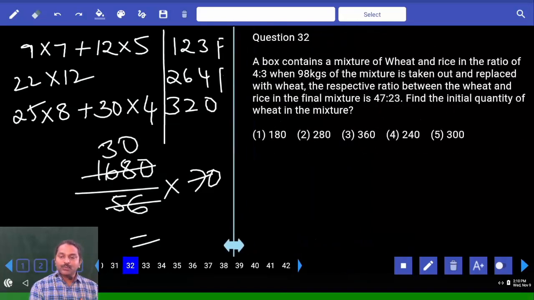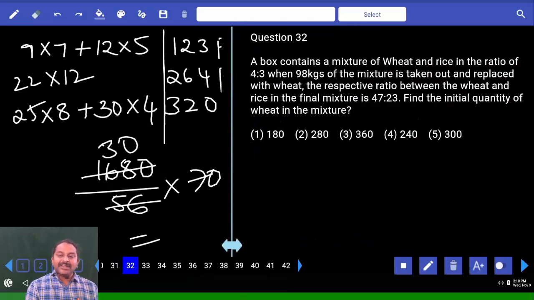Next, question 32. A box contains a mixture of wheat and rice in the ratio 4:3. When 98 kgs of the mixture is taken out and replaced with wheat, the respective ratio between wheat and rice in the final mixture is 47:23. Find the initial quantity of wheat in the mixture. How many parts do we have? 4 parts, so it has to be a multiple of 4.